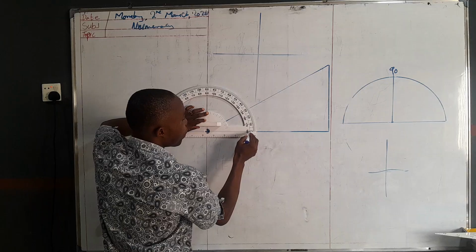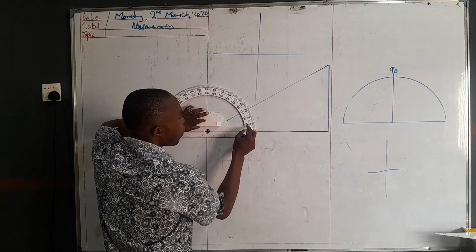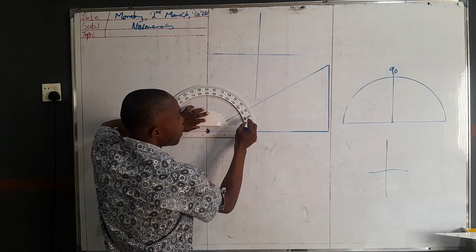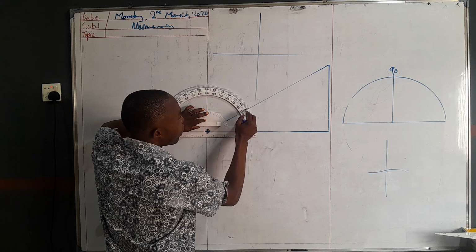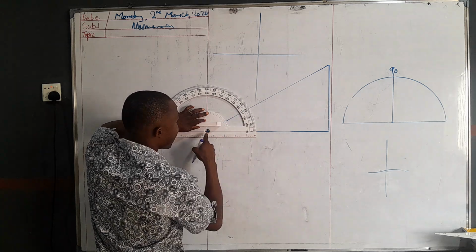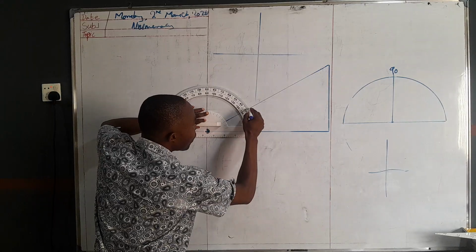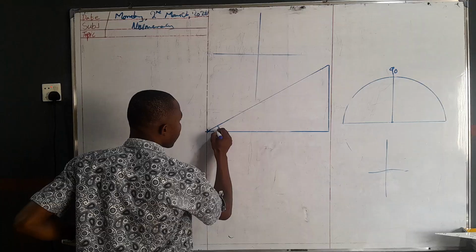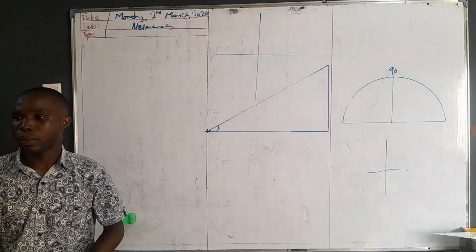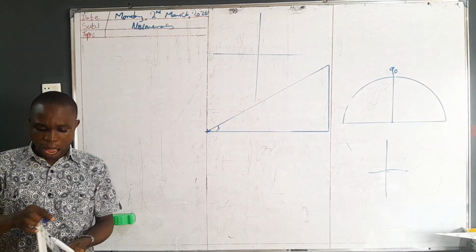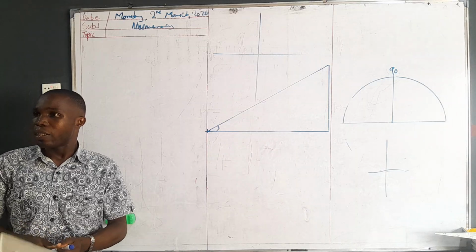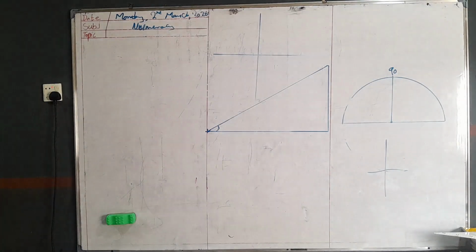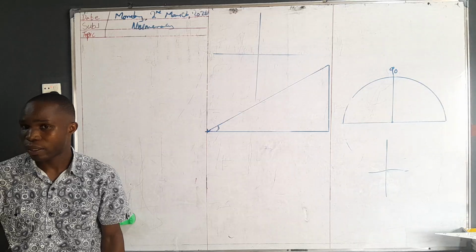Now I will count from 0. Let's count. 0, this is what? And this is what? That means that this angle is what? 30. Are we together? Yes. Do you understand? Yes.